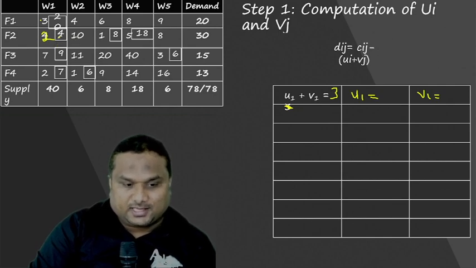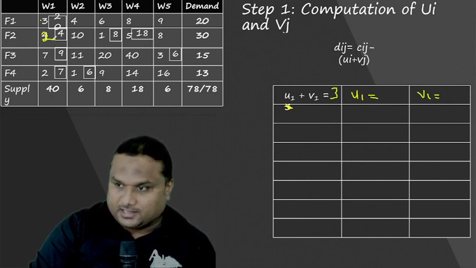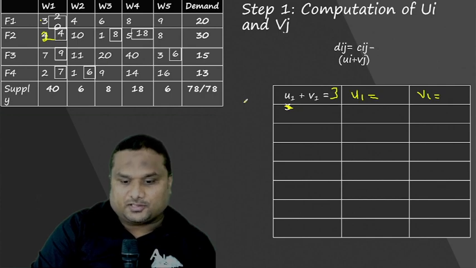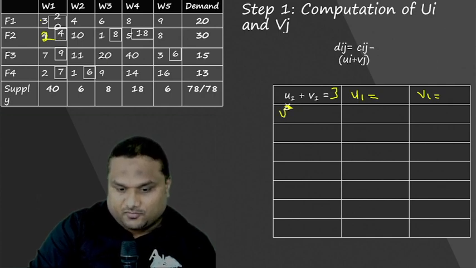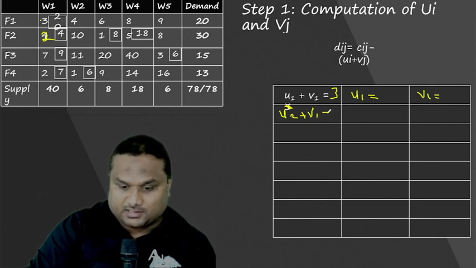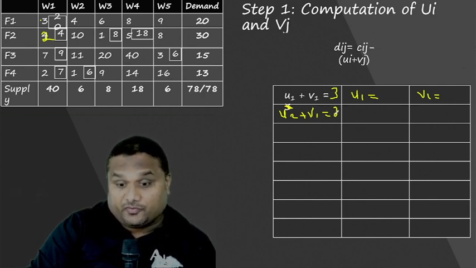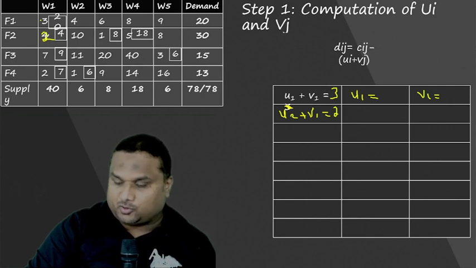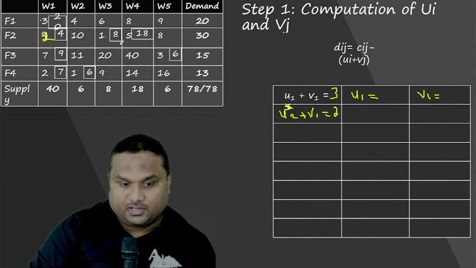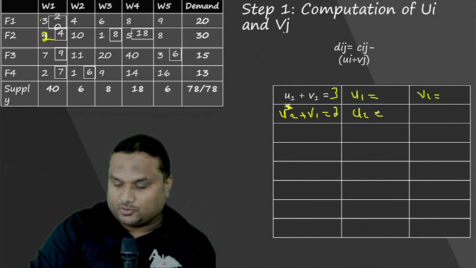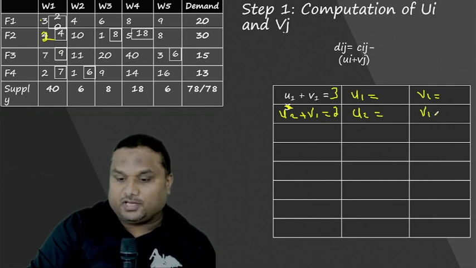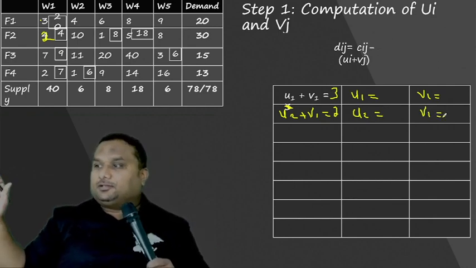Now the second allocation comes here, am I right? This is second row, first column. U2 plus V1 equal to 2. The cost is 2, and the earlier cost is 3. Next, what am I supposed to do? U2 equal to, then V1 equal to, comfortable?